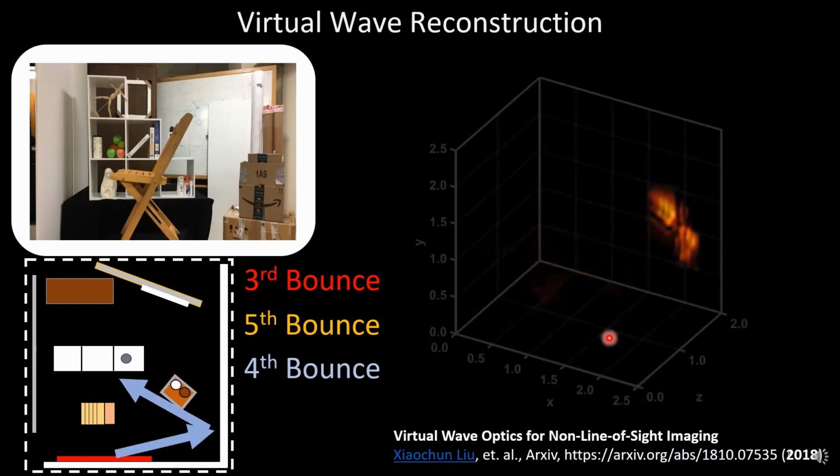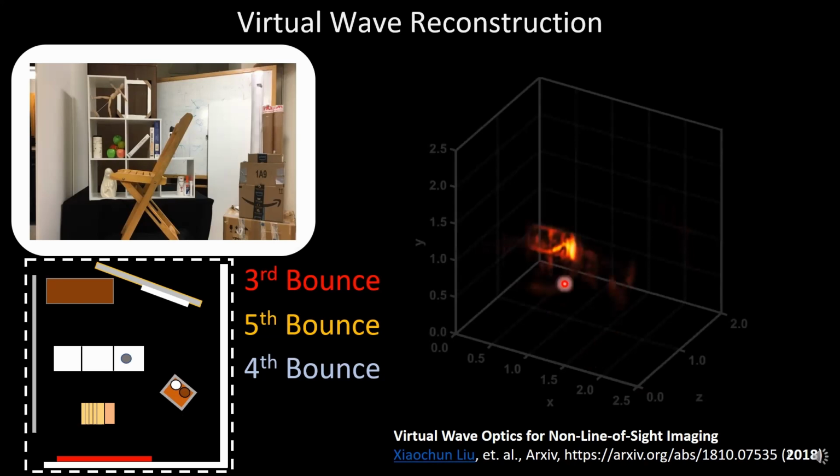So actually, let me play this again. There. So the chair lights up, then the bookshelf lights up, and the poster board, and then, as I said before, the chair lights up again. So that's our fifth bounce, right? So that's light that went from the wall to the chair, back to the wall, into the chair again. And then eventually this white board in the back lights up. And then you see this fourth bounce light that comes from the side and kind of washes over the entire scene.